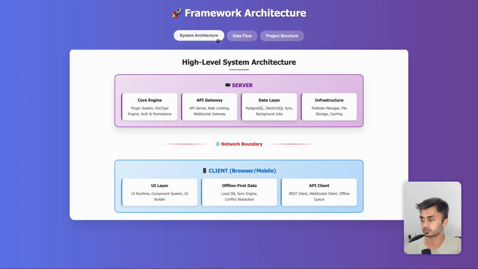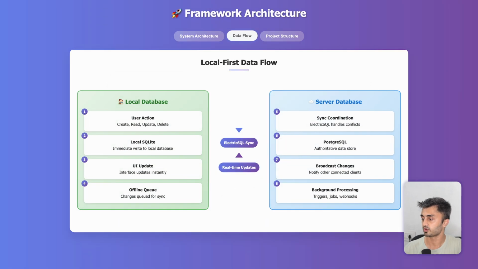With this, I have also created a data flow diagram for the local first design. Here the framework will always have a local database and it will be synced from a server database. The local database will always be used for the user actions such as create, read, update, delete, etc. It will be done using local SQLite database, and all the UI updates happen instantly. So whatever change needs to happen, that is pushed to an offline queue that will be synced with the server database.